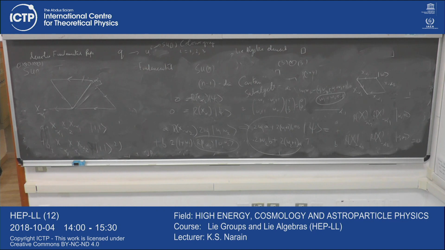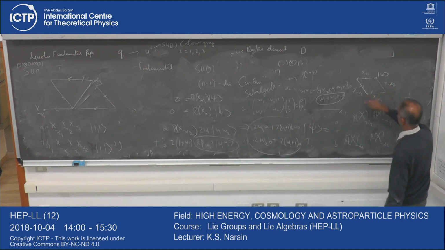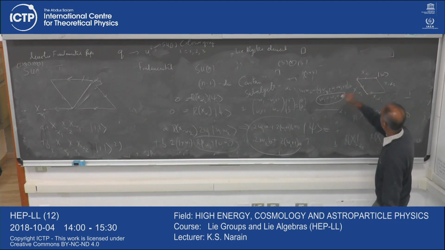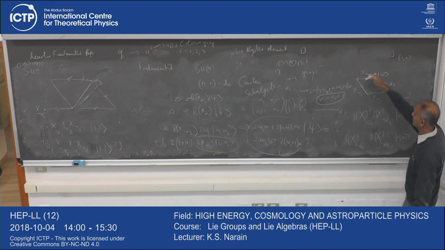This argumentation is only valid for the adjoint representation, right? No, this is for any weight, any weight W1, W2, so long as there are two ways of arriving there. If I take the fundamental representation, which is 1, 0, this is already a singlet of the second SU2. So there are no two ways of arriving. There's only one way of arriving there.